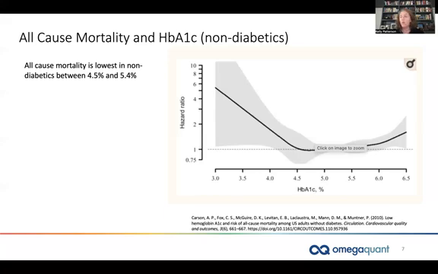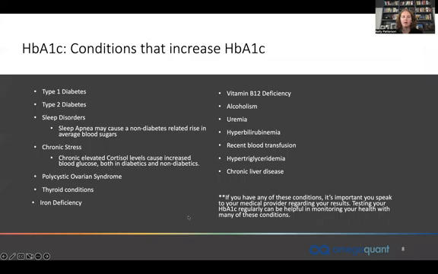But we don't want blood sugar to be too low. Hypoglycemia can be a problem. So we ideally want blood sugar, that hemoglobin A1C number, to be between 4.5% and 5.4%. Okay. So for most of us, we're concerned about a high A1C. That's more likely what we're going to see. And so there are a lot of conditions that can contribute to raising your A1C that aren't just diabetes.